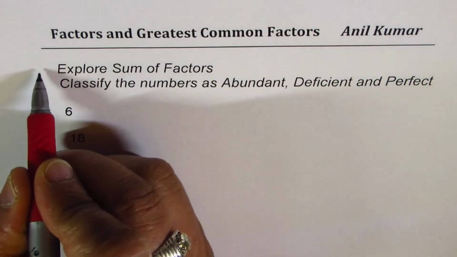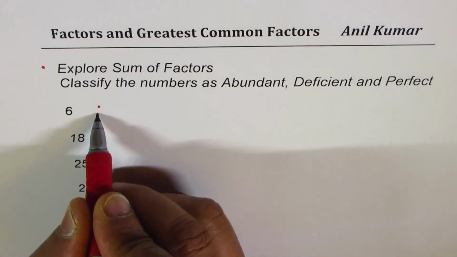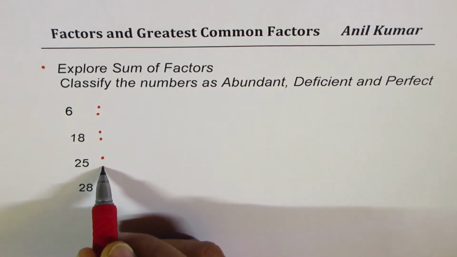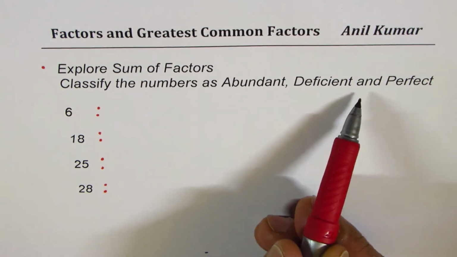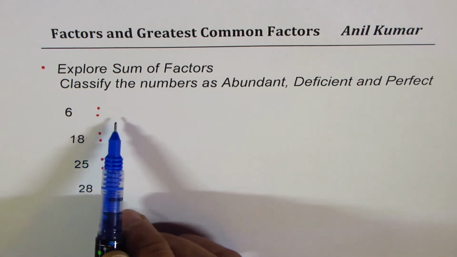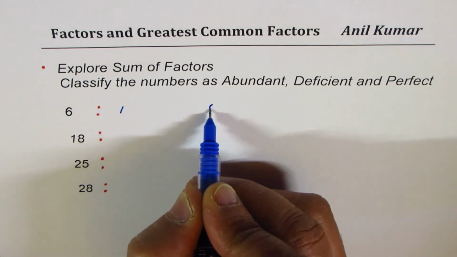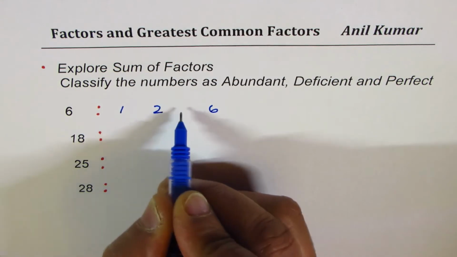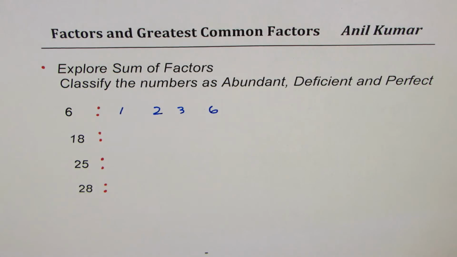You can now pause the video, copy these numbers, write all the factors of these numbers, add them up, right? Add them up and then see whether they could be classified as abundant, deficient, or perfect, right? Now, let me show you how to do it. So the first step is to write all the factors of the given number. 6 could be written as 1 times 6 and also 2 times 3. So 1, 2, 3 and 6 are factors of 6.